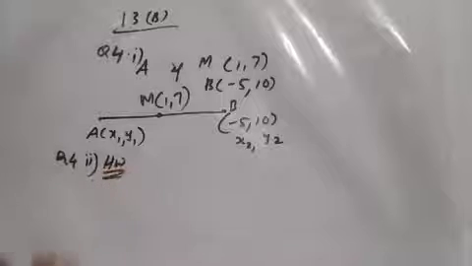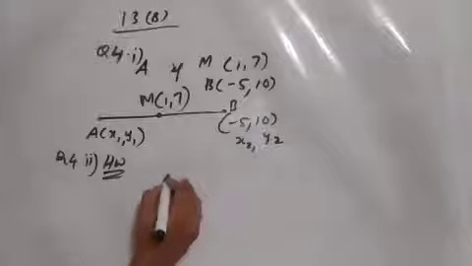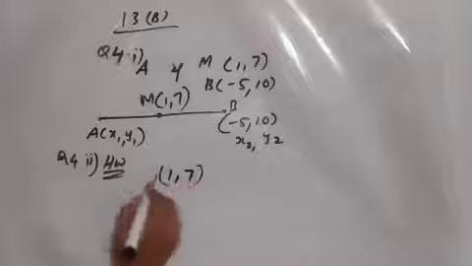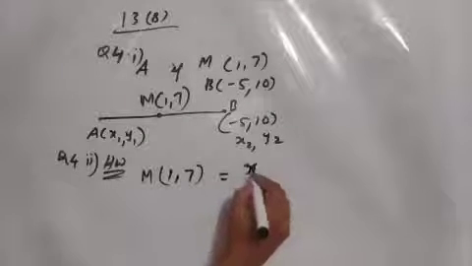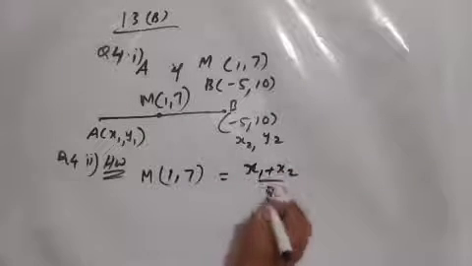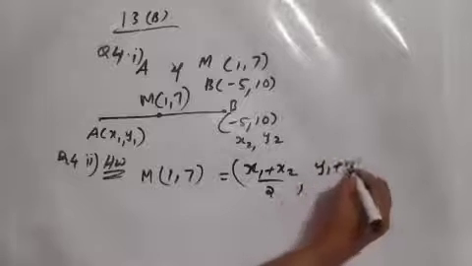Same type. Midpoint is given. You have to calculate one of the points in the line segment. How can we do that? Same midpoint formula. That is, (1, 7) is the midpoint, you know. That is equal to (x1 plus x2 by 2, y1 plus y2 by 2).